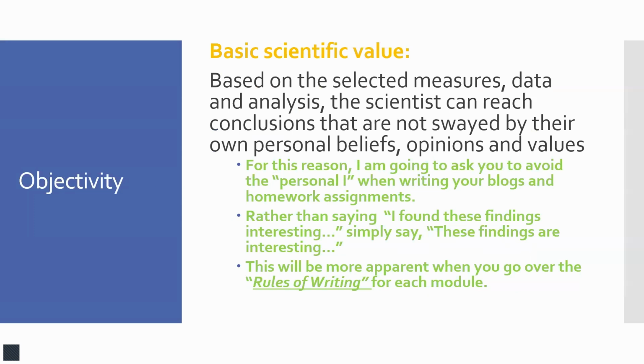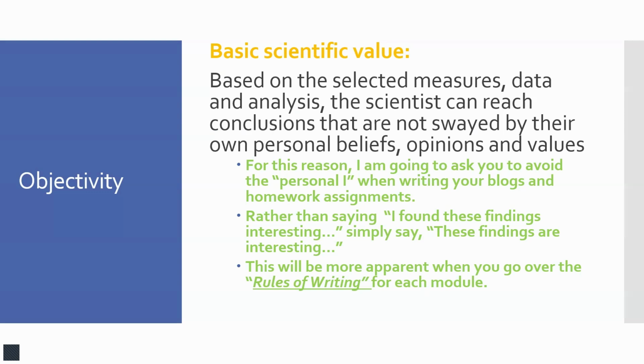Based on selected measures, data, and analysis, scientists can reach conclusions that are not swayed by our personal beliefs, opinions, and values. We want a sense of objectivity as social science researchers. We want to say that it's not my personal belief. Your personal belief may be enriched in a philosophy of cultural backgrounds and whatnot, but it's still about you.